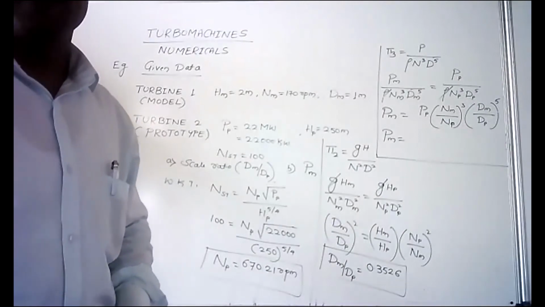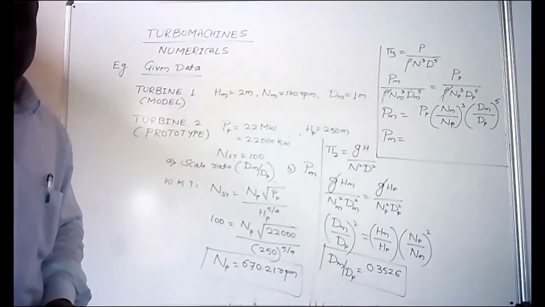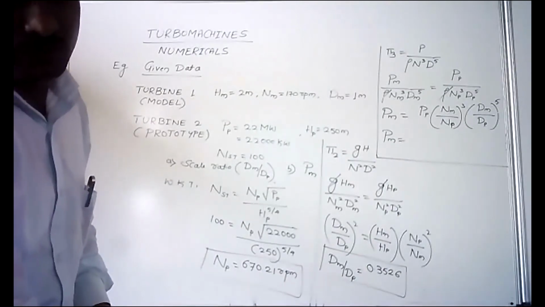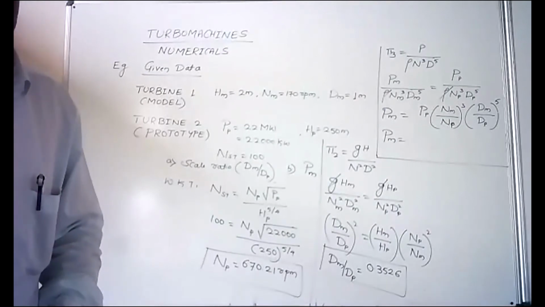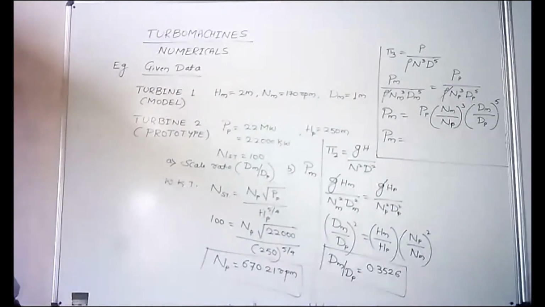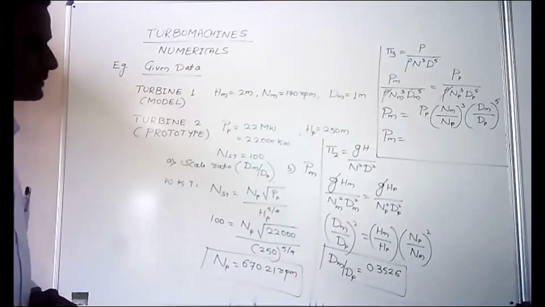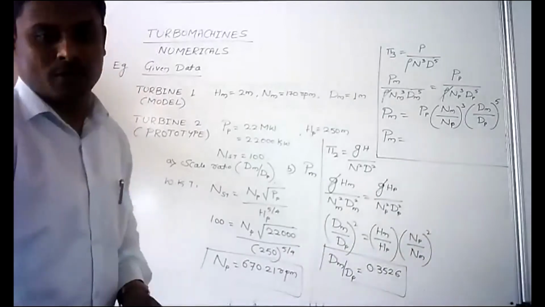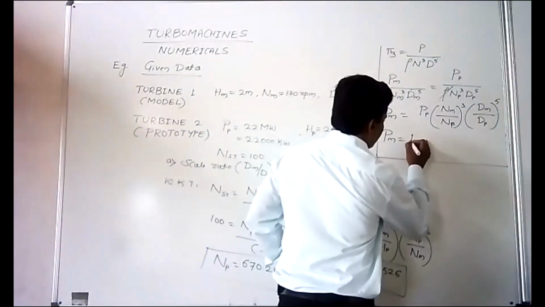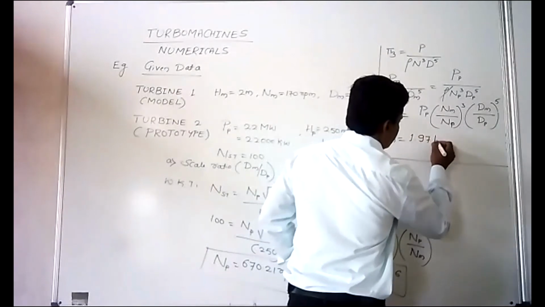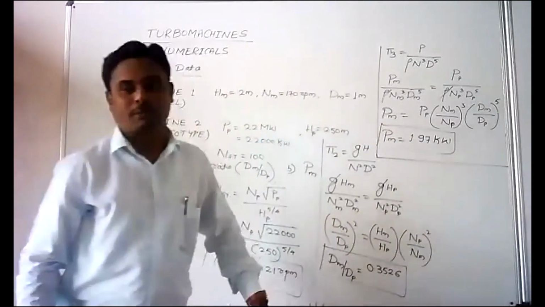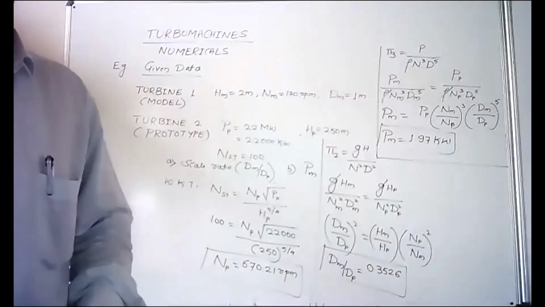Yes, I want the response. 1.97 kilowatts, sir. How much is it? 1.97 kilowatts. Okay, approximately the same. Sir, 2 kilowatts. 1.97 or 2, no problem. So this is the value for Pm, the power obtained from the model.